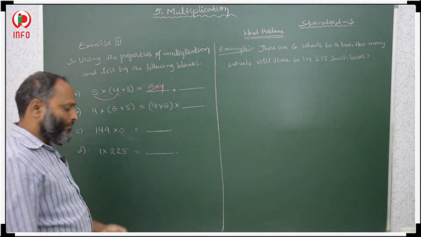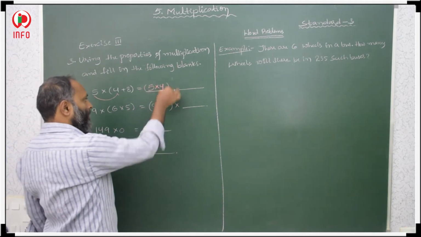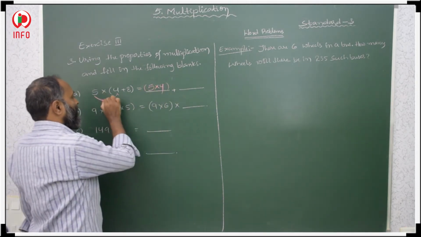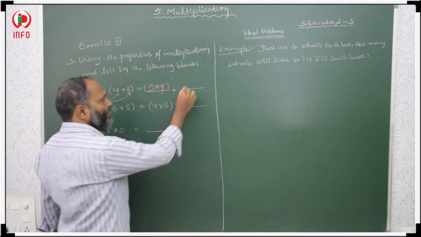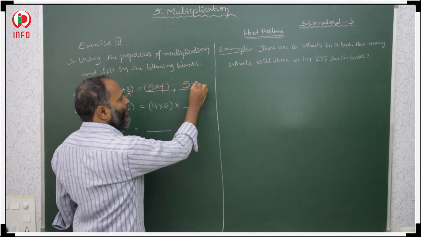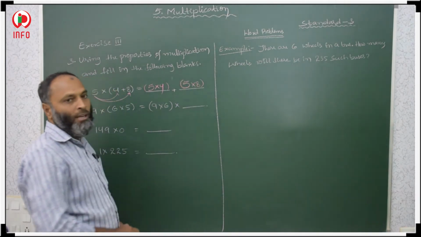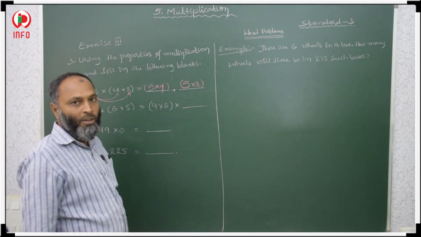5 into 4. Then here plus is given. Then after that we have to multiply 5 with 8, 5 into 8. This is according to our distributive property.